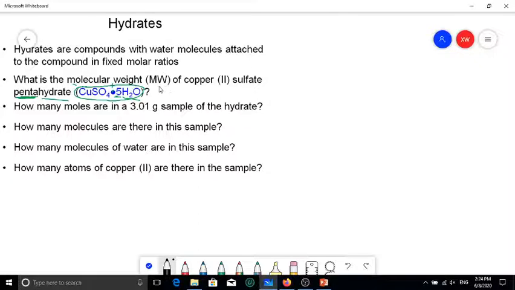How do we calculate the molecular weight? Let's count. This is 1 copper, 1 sulfur, and 4 oxygens, plus 5 water molecules, which is basically 5 times 2, 10 hydrogens, and 5 more oxygens. So basically, copper plus sulfur plus 4 times oxygen plus 5 times 2 times hydrogen plus 5 times oxygen again.